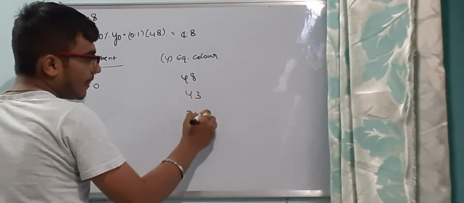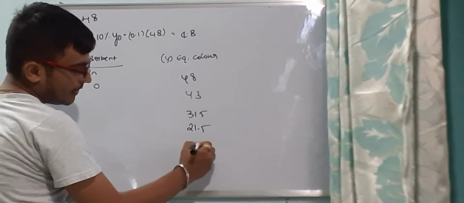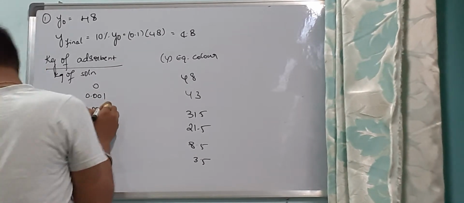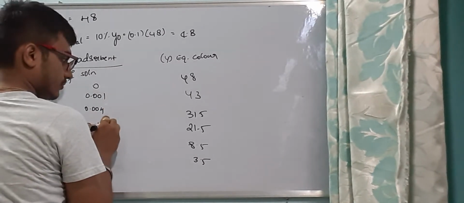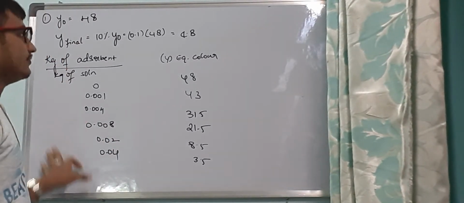And the Y values, that is your equilibrium color values, are also given: 48, 43, 31.5, 21.5, 8.5 and 3.5. And the adsorbent values are 0, 0.001, 0.004, 0.008, 0.02 and 0.04. These are the values.